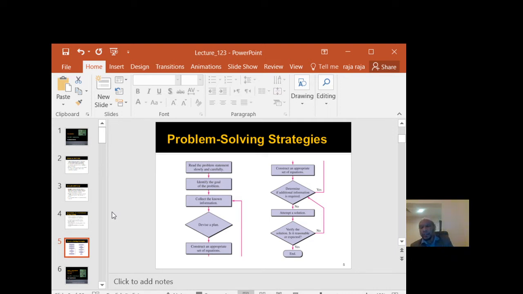The next one, you have to determine if additional information is required or not. Initially you collect some information. When you go to apply the real method, you may need some additional information to solve the problem. So that also you have to check. If you already have enough information, there is no problem for you to find the solution of the problem. If in some cases you don't have sufficient data, then you have to collect the remaining data, then only you can get the solution of the particular problem.